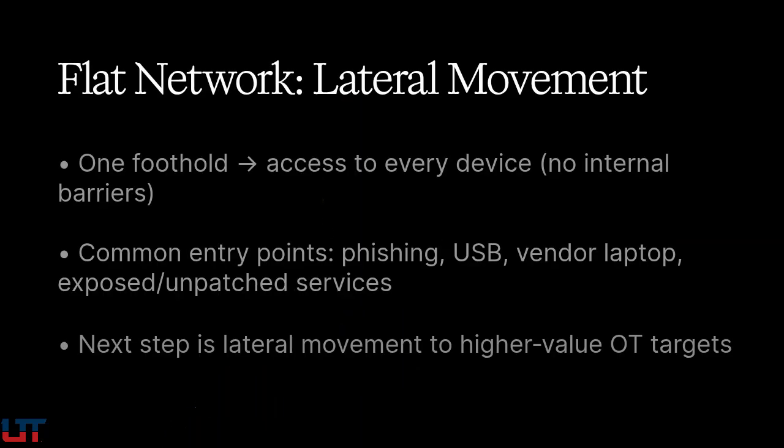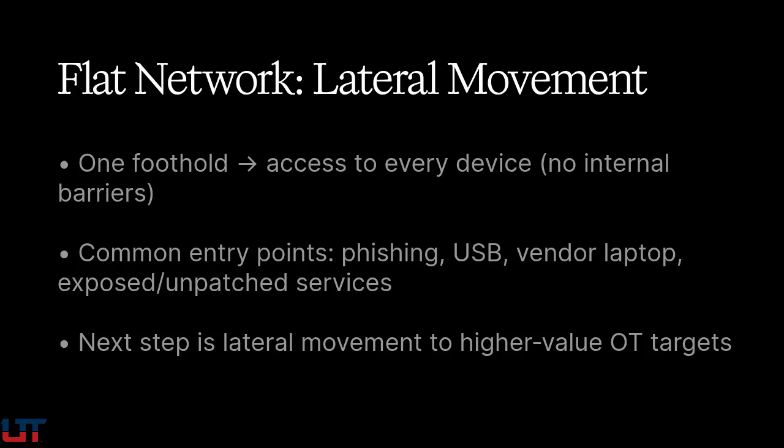On a flat network, a compromised device reaches everything else with no barriers. The relevant concept here again is lateral movement. After an attacker gains a foothold on one machine through, say, a phishing email or a USB drive or a vendor's infected laptop, an unpatched vulnerability on an exposed service, the next step for the attacker would be moving from that initial foothold to a higher value target. On a flat network, there's nothing to stop that movement. The attacker simply uses the network access they already have because every device is directly reachable from every other device.